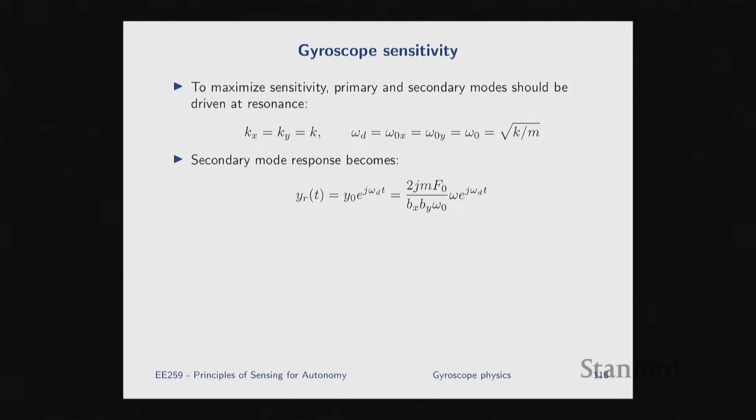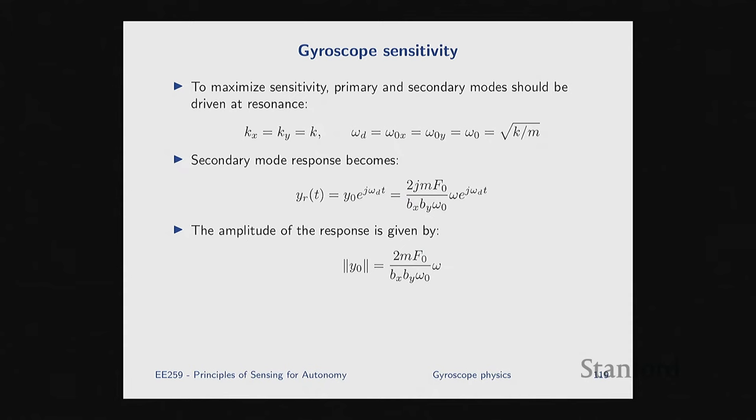A lot of the terms become just zero, and you plug in these values to the big expression from the slide before, and it becomes a much simpler expression. So your displacement in the sense direction becomes 2jmf0 times bx times by omega 0 e to the j omega t. So now, essentially, this term here is your sensitivity. And by making these choices for kx, ky, and omega d, we are maximizing our sensitivity. We're getting a larger response.